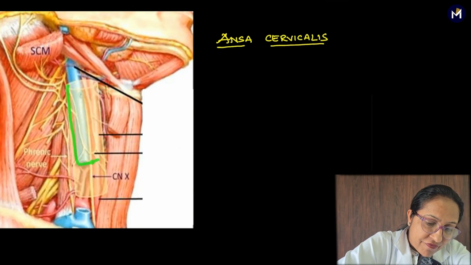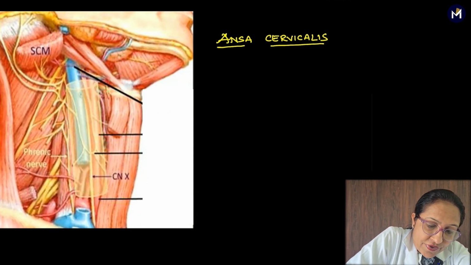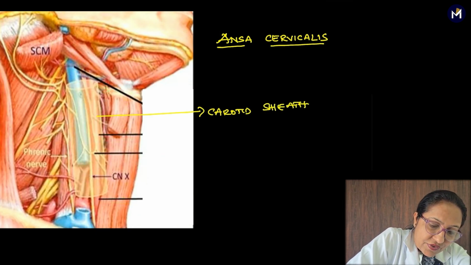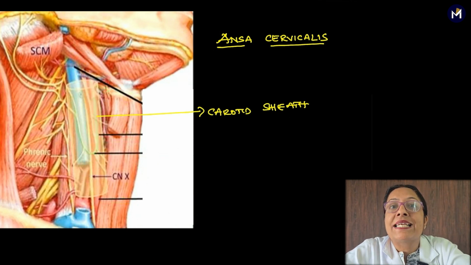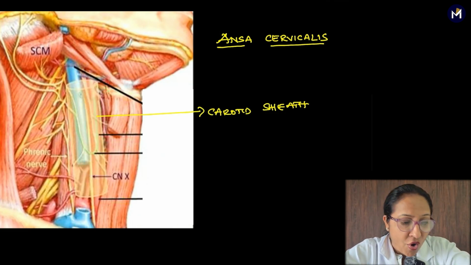Now, the next question. Where is this Ansa Cervicalis located? As you can see in the neck, we have the great vessels like your internal jugular vein, your carotid system of arteries with the vagus nerve that is covered by a sheath. This sheath is called the carotid sheath. So, we shall label this as carotid sheath. Ansa cervicalis, which is a nerve loop here, is located in front of the carotid sheath. That means it is embedded in the anterior wall of the carotid sheath.